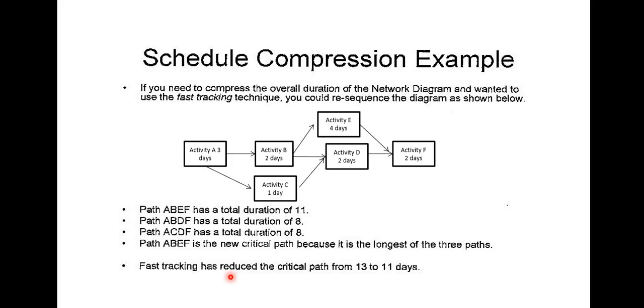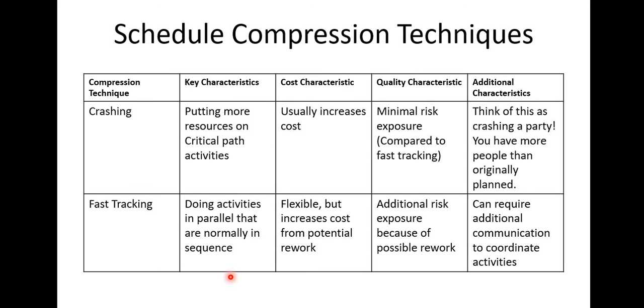So let's compare the two, crashing and fast tracking. Crashing has to do with putting more resources on the critical path activity, whereas fast tracking has to do with doing activities in parallel that are normally in sequence. So in terms of cost, for crashing, cost usually increases. But for fast tracking, it is flexible, but there might be more costs from potential rework because it is risky.